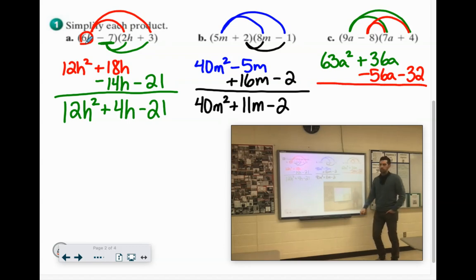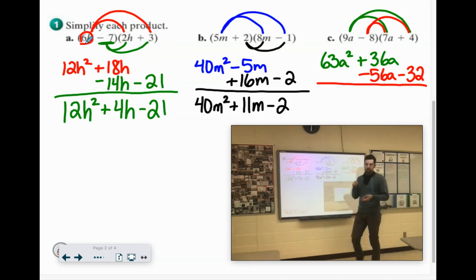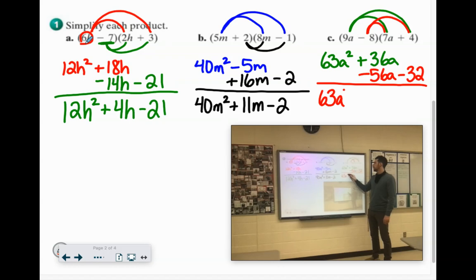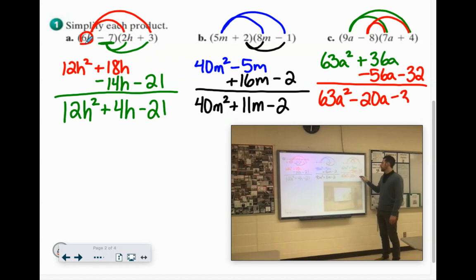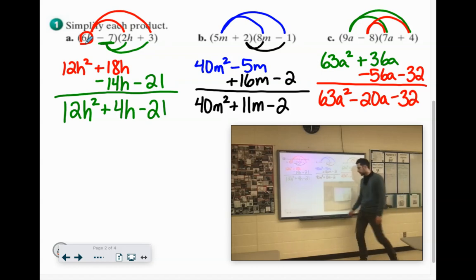If you're not comfortable with your negative, positive rules yet with multiplication, adding and stuff, make sure you bring your calculator. This is something you should practice a little bit every day. So we got 63a squared. 36 minus 56 is -20, so -20a. And then bring down the -32.